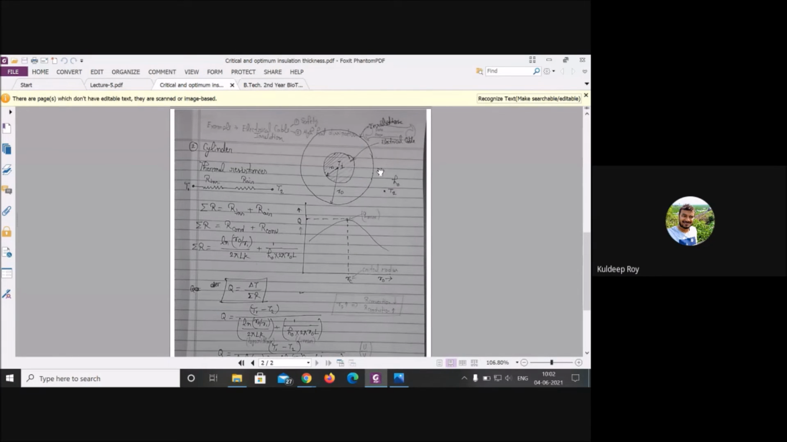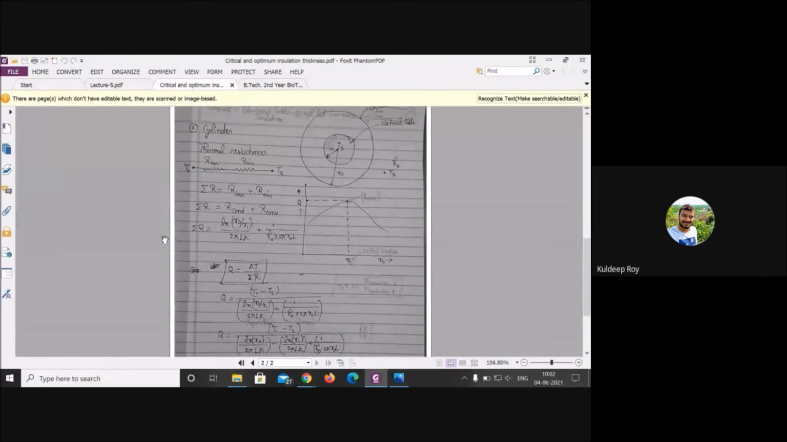Now check, this is your electric cable. I have written electric cable, and this is your insulation radius. It is Ri of your cable, and this R0 is the insulation radius. This is any kind of polymer or substance that you have applied around the cable, and this is your ambient temperature T2, and H0 is the heat transfer. Then how will you approach?